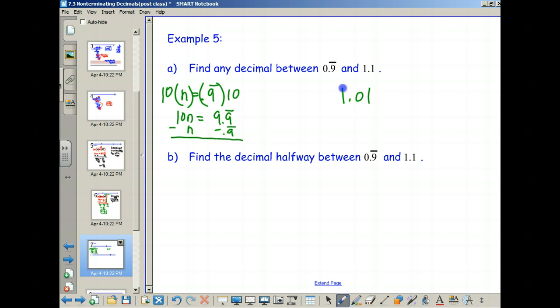What do we get on the left? 9n. And on the right? 9. And then what happens? n is equal to 1. So 0.9 repeating is equal to the number 1. It's a little weird, isn't it? So as a fraction, I guess you write it as the number 1 if you wanted to. But 0.9 repeating is exactly equal to the number 1. Now, if you stopped the 9s at some point, it wouldn't be. But if the 9s repeat forever, which is just what 0.9 repeating means, you have the value of 1.